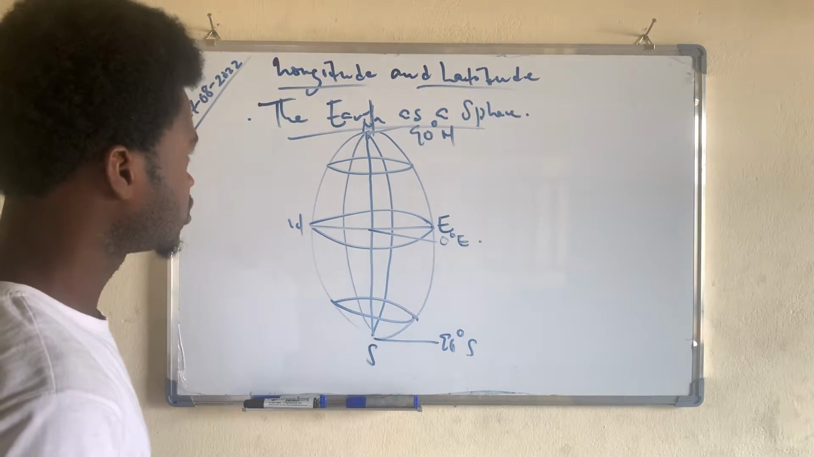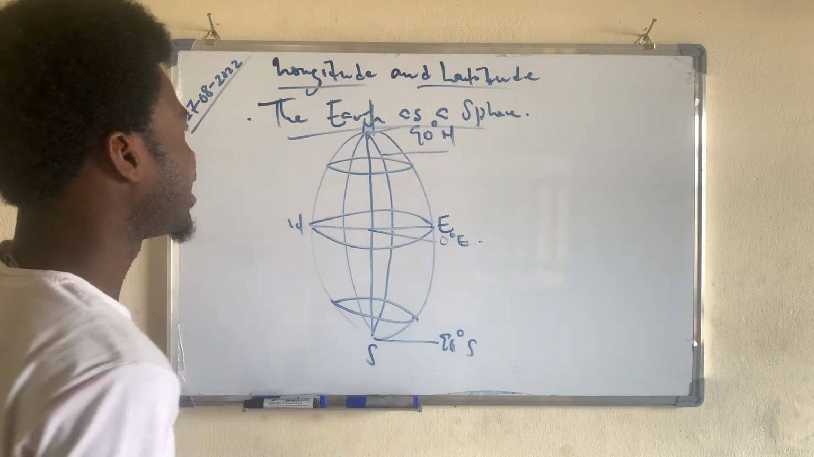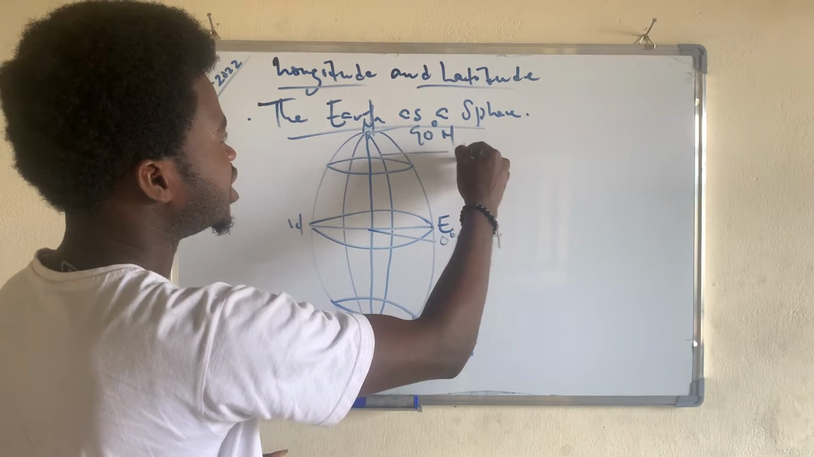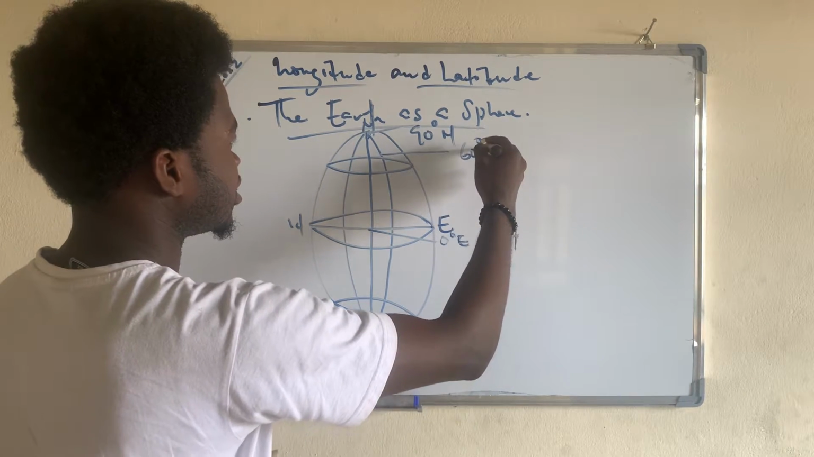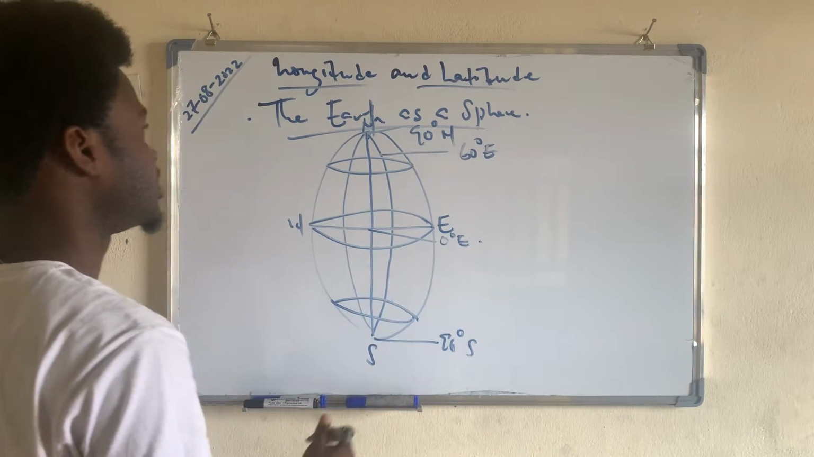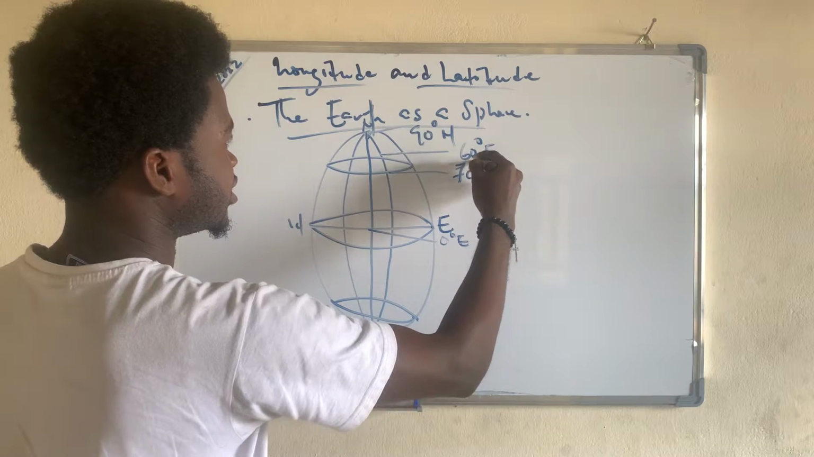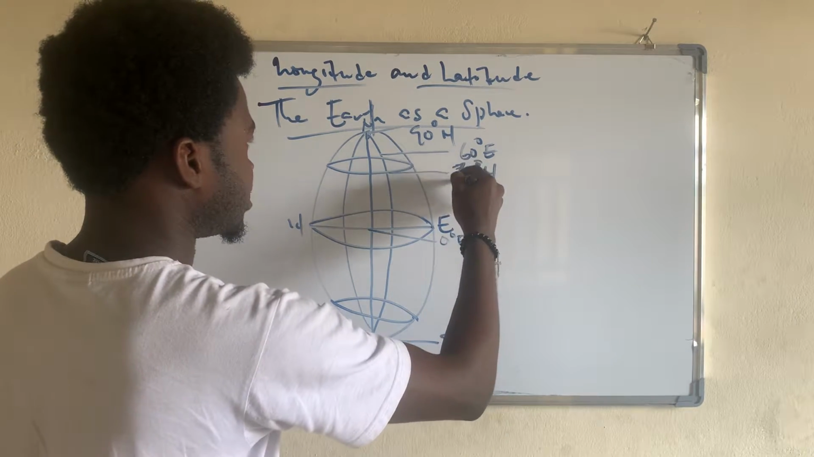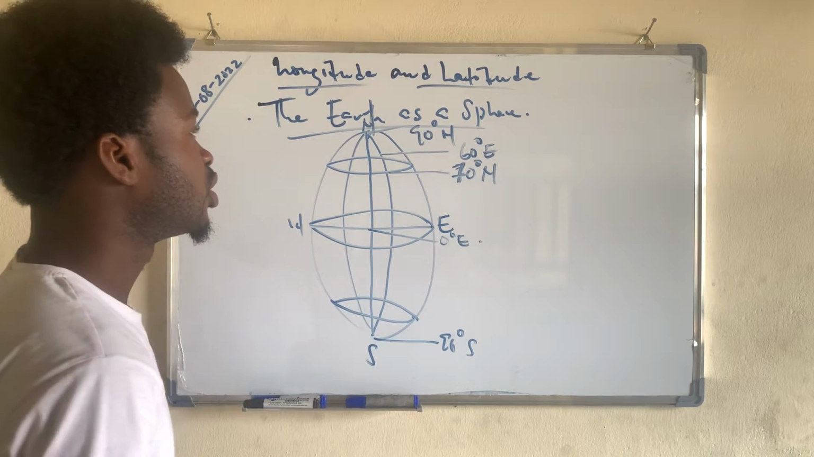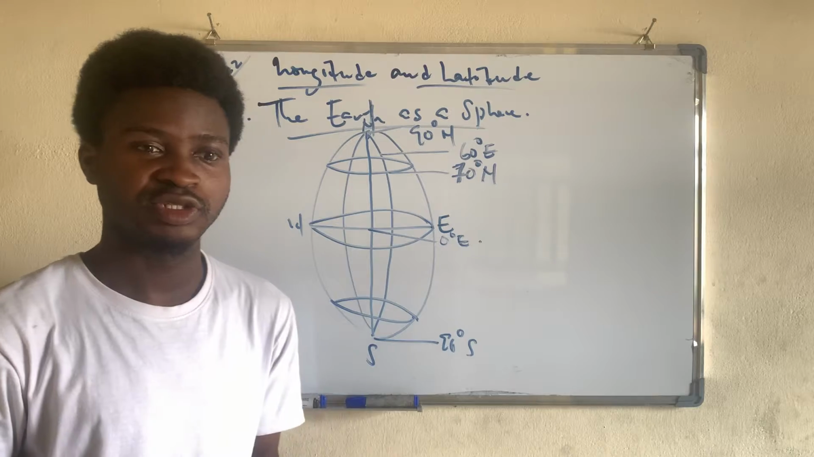Okay, very good. So at a point here, I can have my longitude, just saying that at this point I can have it to be 60° east, 60° E, and then at this point, the latitude, I can call this a 70° N. We have to understand that our longitudes are measured to the east or to the west, while our latitudes are measured to the north or to the south.